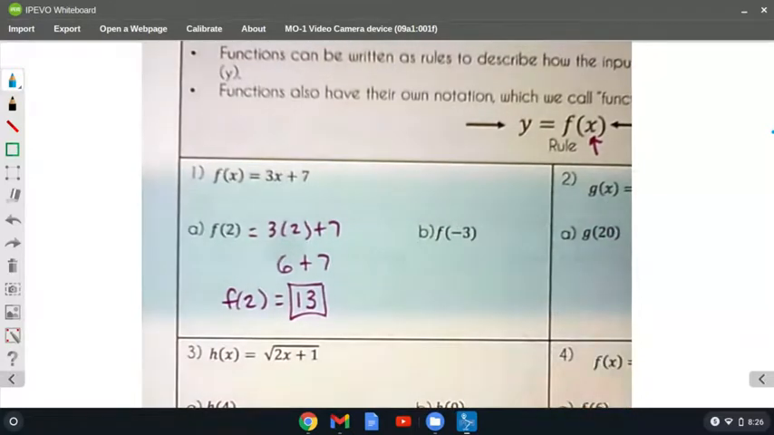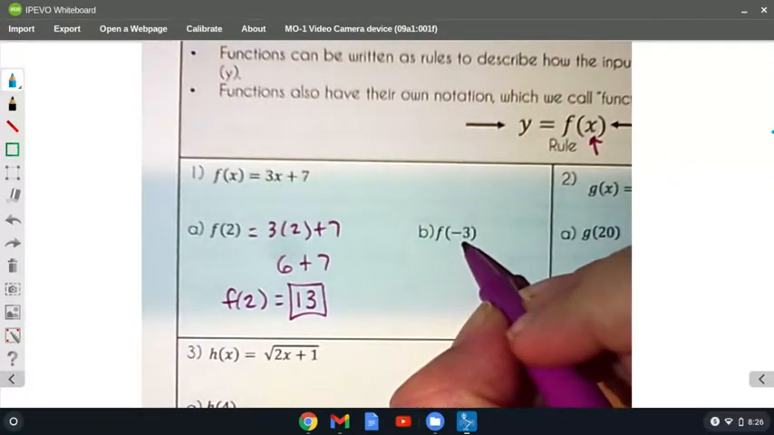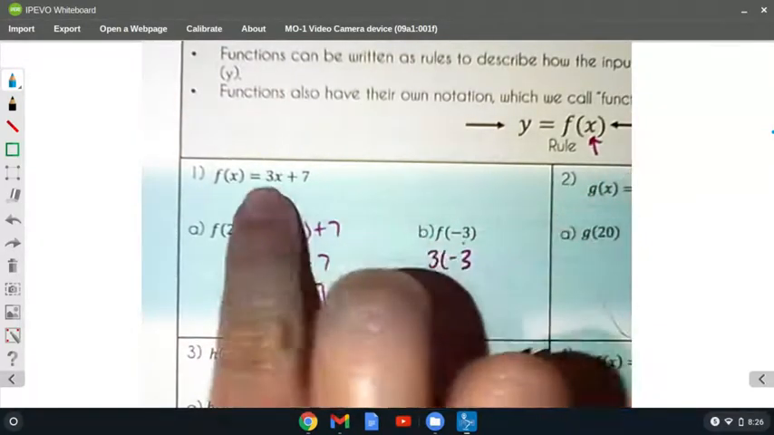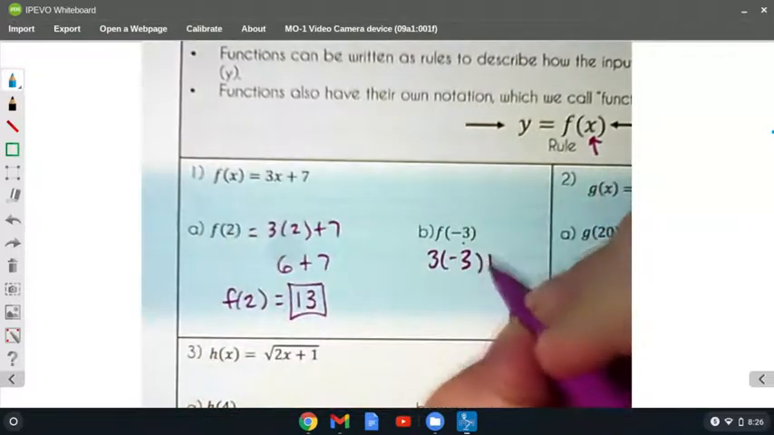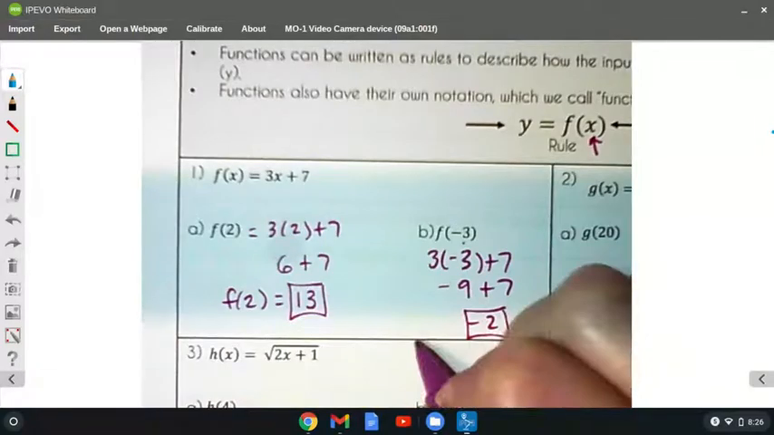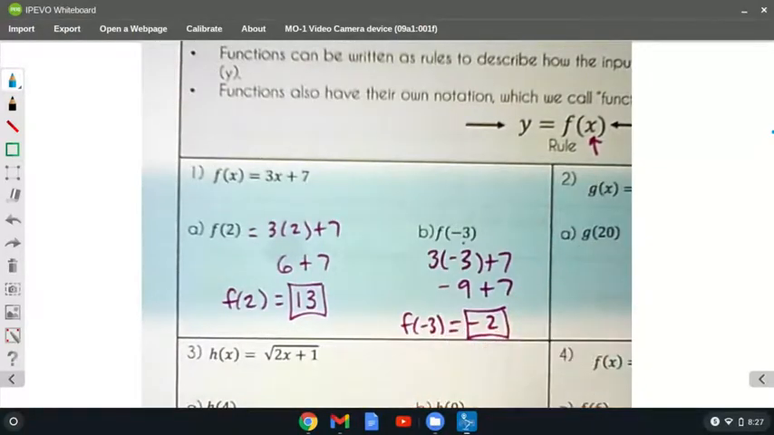Next one, same thing, except now we're doing f of negative 3, so x is negative 3. So we are plugging in a negative 3 right into this equation for x. That gives me negative 9 plus 7, which gives me negative 2. So f of negative 3 equals negative 2.